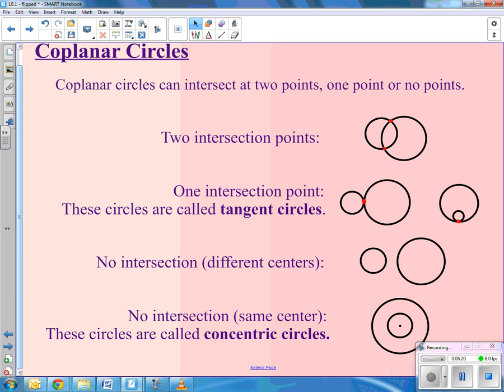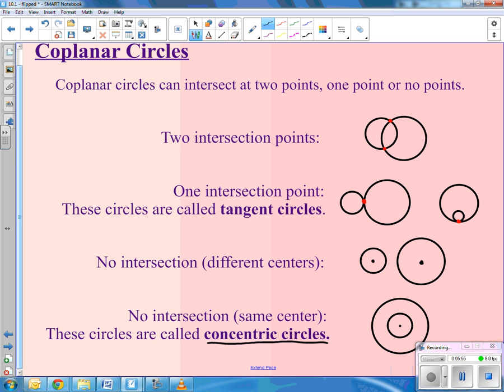Circles don't have to intersect, so no intersection has two different variations. One of them is when they have different centers. The center of the circle on the left and the center of the circle on the right are not the same, but these circles also don't have any points of intersection. Different from that is the example below. They have no intersection, but the same center, so they're both starting at the same location, one of them inside the other. We refer to these as concentric circles.